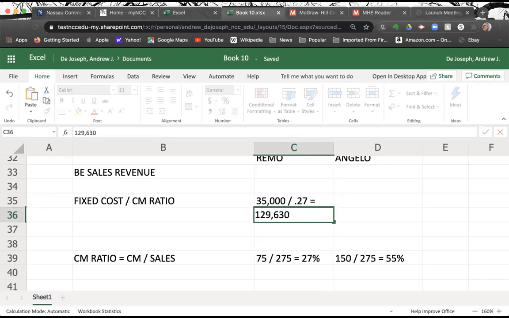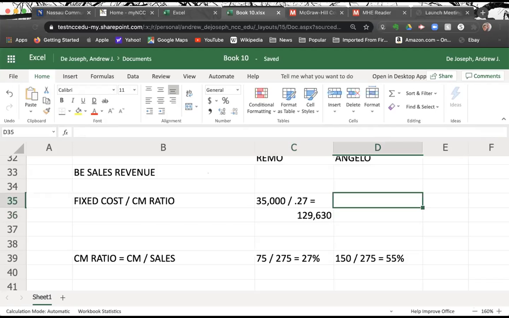And if you look at their sales are 275, right? So what's the difference between 275 and 129? That's about $145,000. That's their margin of safety. It didn't ask you for the margin of safety, right? But you see, the more you work on these things, the concepts become alive to you. So the bigger the margin of safety, the better you feel about doing business with that particular company.